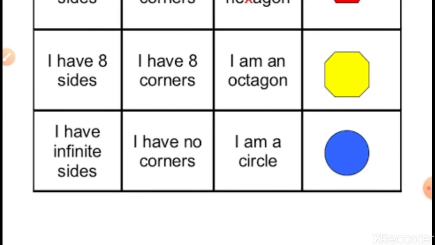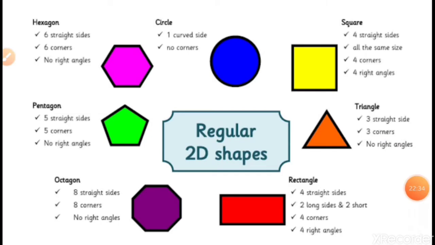As I told you, circle does not have any starting point. It does not have any end point. It has got just one flat surface. It has no side. It has no corner. Okay, this is a circle. So a circle does not have any side. It does not have any corner. It just has one flat surface. It is a circle. Now, these are some regular 2D shapes.